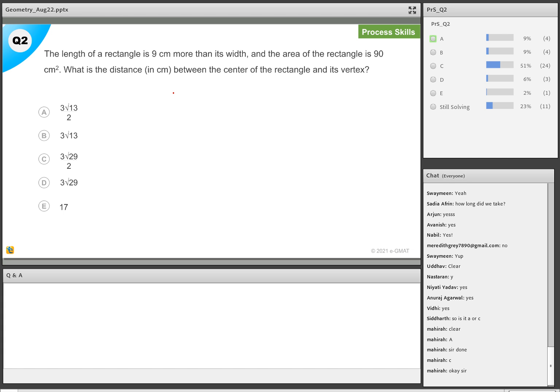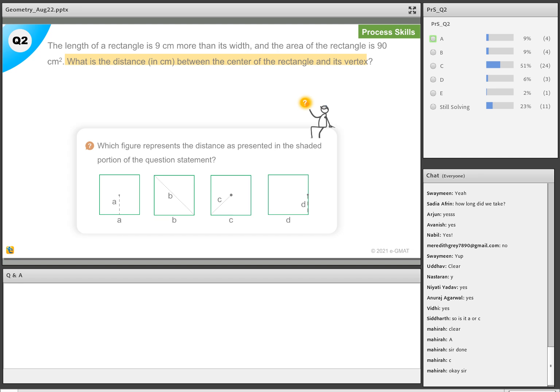The length of a rectangle is 9 centimeter more than its width, and the area of the rectangle is 90 centimeters square. What is the distance between the center of the rectangle and its vertex? This is what we have to find out. Now, according to the statement, what is the distance between the center and its vertex? Which of these four choices do you think is something that we are looking for?